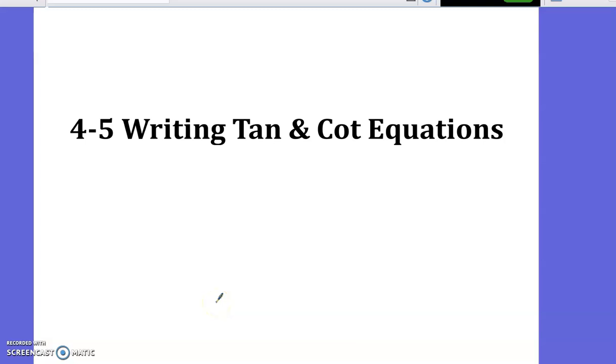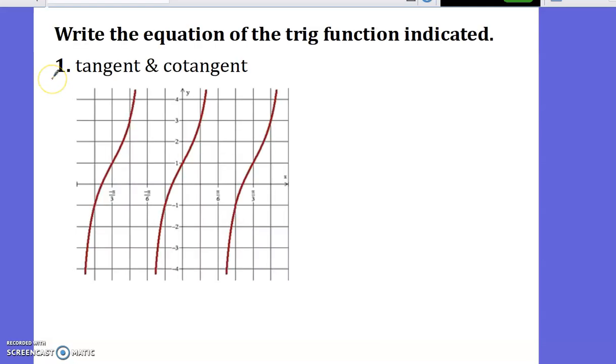Okay, so for today's lesson, we're going to write the equations of a tangent and a cotangent equation from a graph. So for this first example, we are going to use this graph and write the equation for tangent and then cotangent. The process for these is going to be really similar to how we did these for sine, cosine, secant, and cosecant.